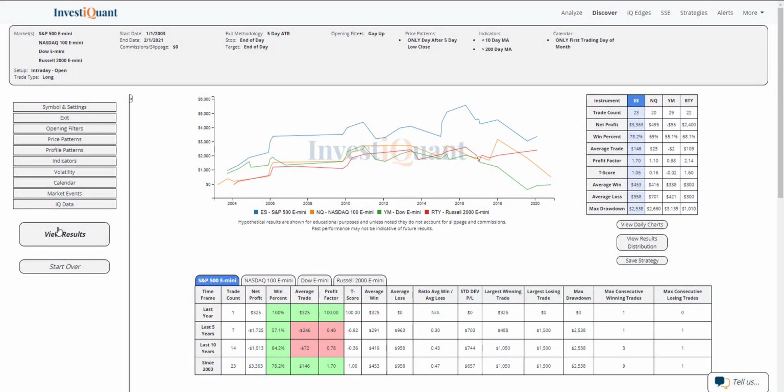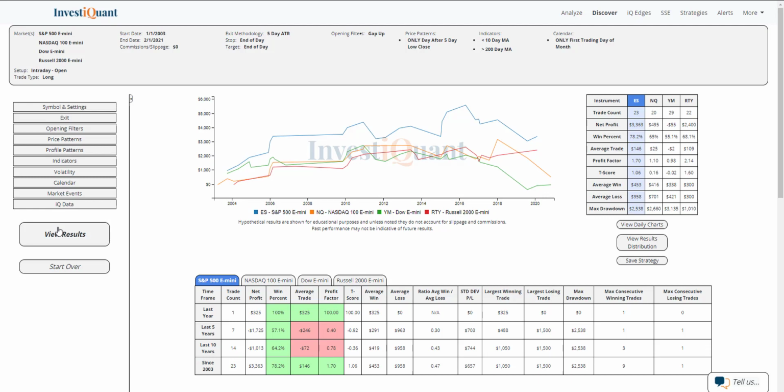All right, and here we go. These are the results of going long on the first trading day of the month when you gap up following a 5-day low close. This is taking place below a 10 but above a 200-day simple moving average. And historically fairly rare pattern. You've got the S&P with just 23 samples, the NASDAQ 20, the Dow 29, and the Russell 22 samples here.